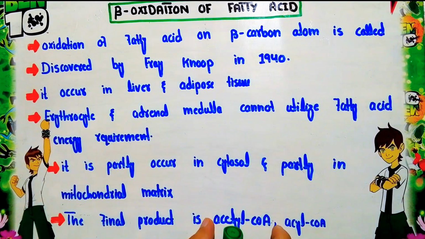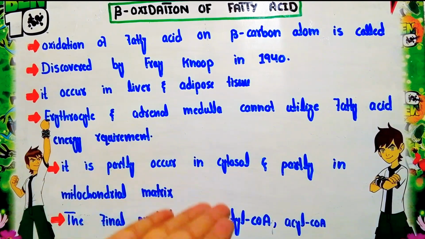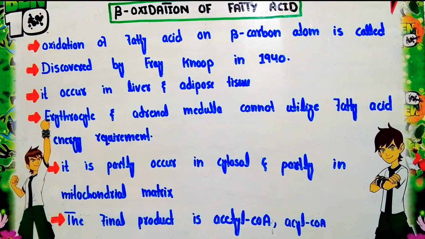Now this acetyl coenzyme A will enter into the Krebs cycle or TCA cycle. When it is completely oxidized, it will give us ATPs. So that's why the oxidation of fatty acid gives us energy through the formation of acetyl coenzyme A, which enters the Krebs cycle and gives us energy.